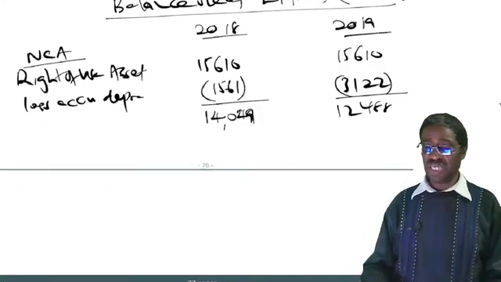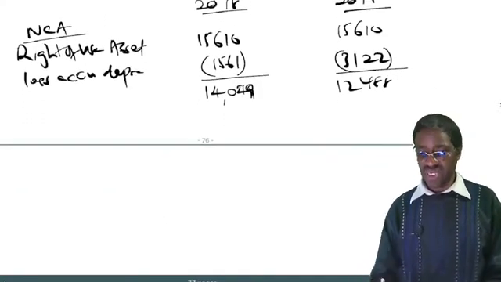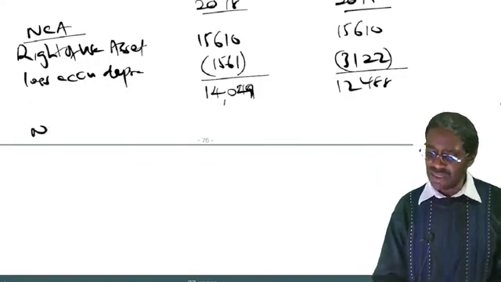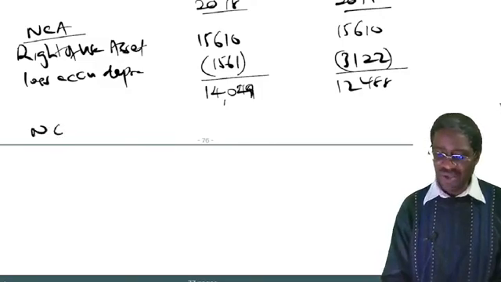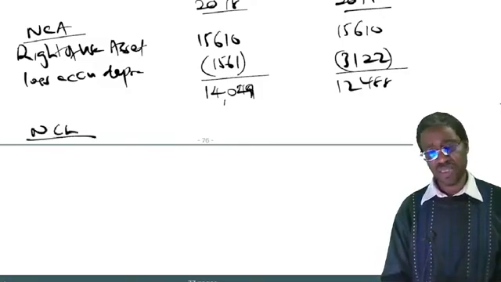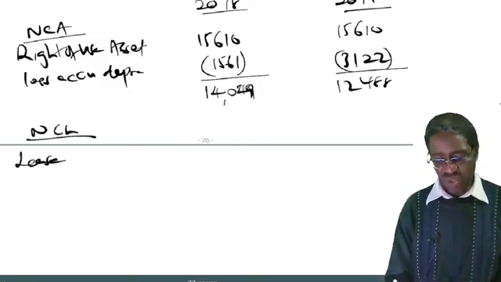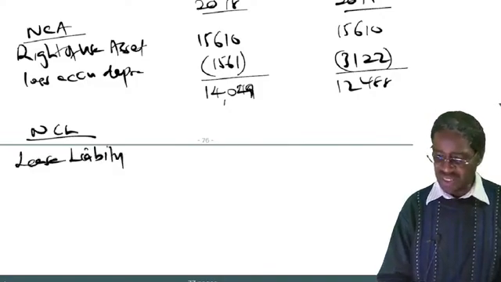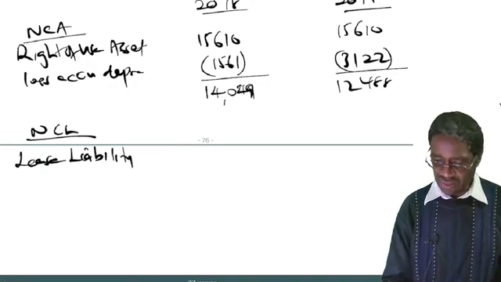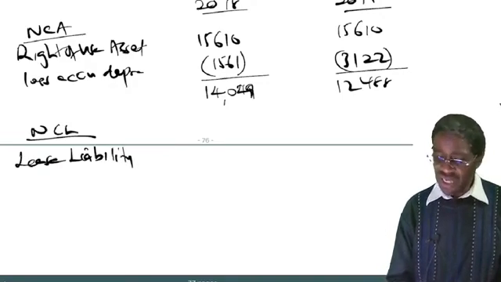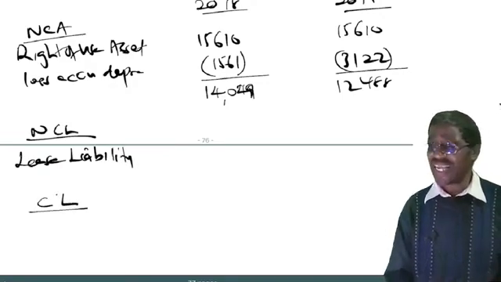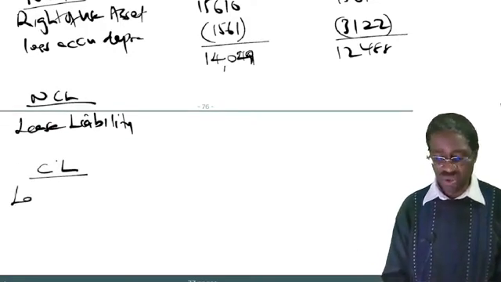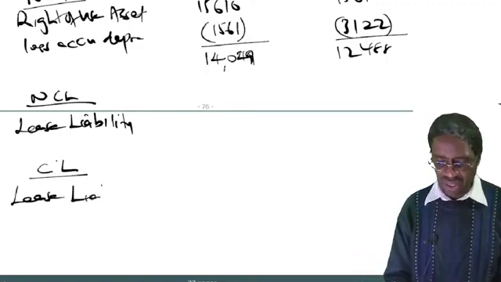Okay. Now listen. For the liability, among your non-current, listen first. Among your non-current liabilities, there you will have what we call lease liability. Lease liability. Then, listen, among your current liabilities again somewhere, you will also have lease liability.